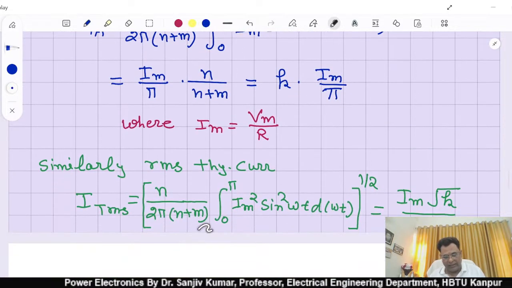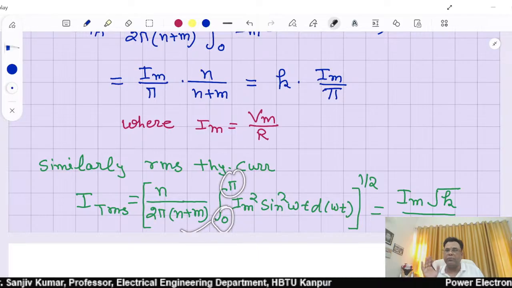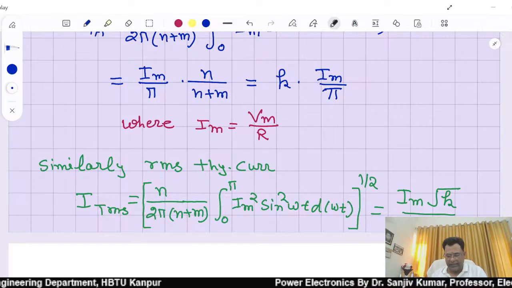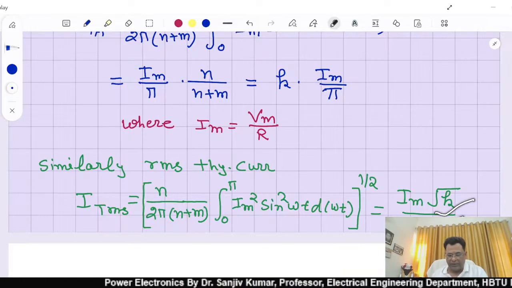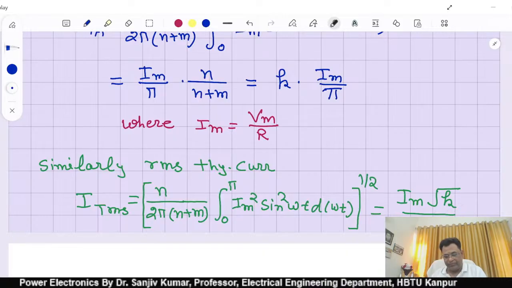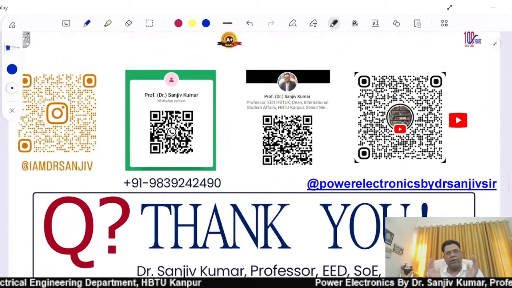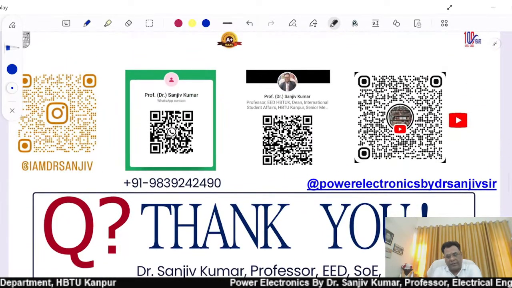Similarly, we can calculate the RMS current. Again, mind it, the period is to be taken as 0 to pi because it is the current flowing through one thyristor, right? So it comes out to be Im under root K by 2. Clear? Now with this, all types of controllers are completed.